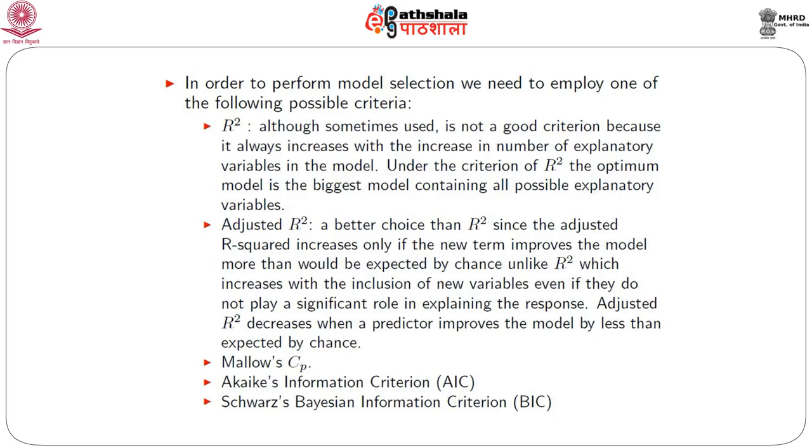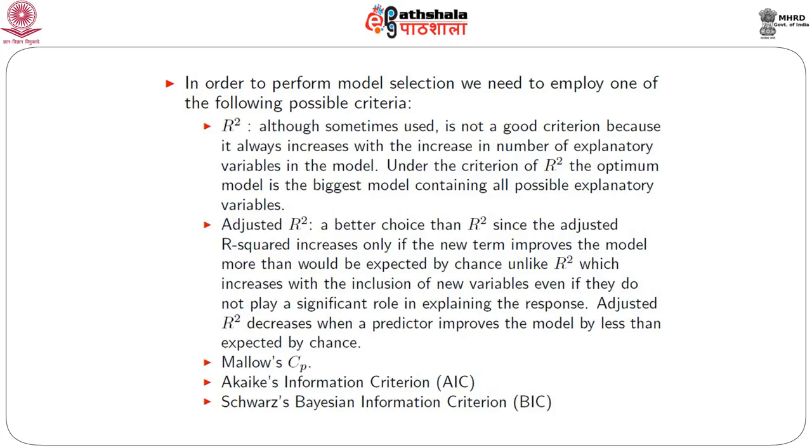So, a betterment of the R square criterion is using the adjusted R square. It is a better choice than R square because the adjusted R square increases only if the new term involved improves the model more than would be expected by chance, unlike R square, which increases with the inclusion of new variables even if they do not play a significant role.